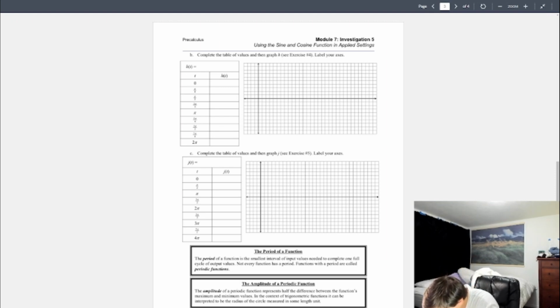Okay. 0, 0, pi over 4, 2.3, pi over 2, 0, 3 pi over 4, negative 2.3, pi 0, 5 pi over 4 is 2.3, 3 pi over 2, 0, 7 pi is negative 2.3, back to 0.